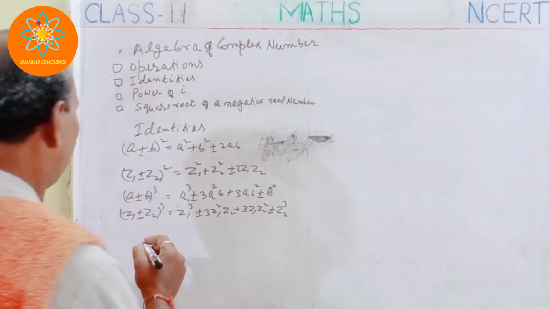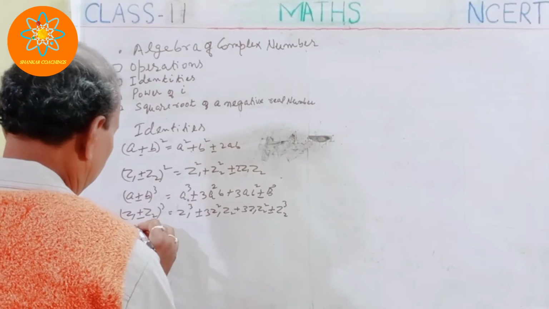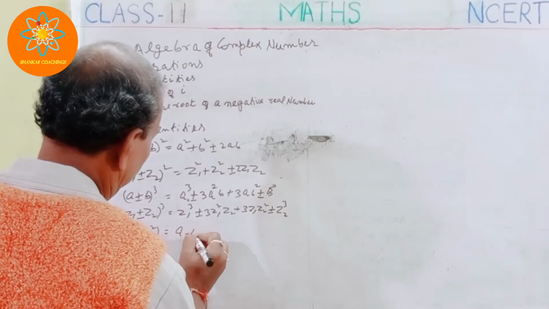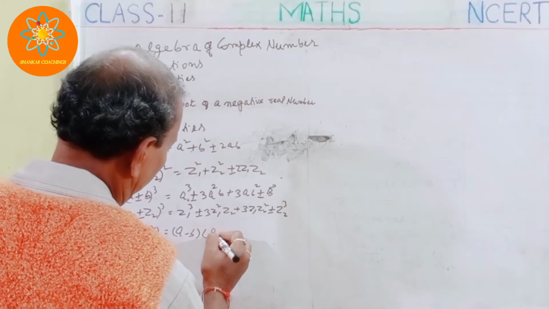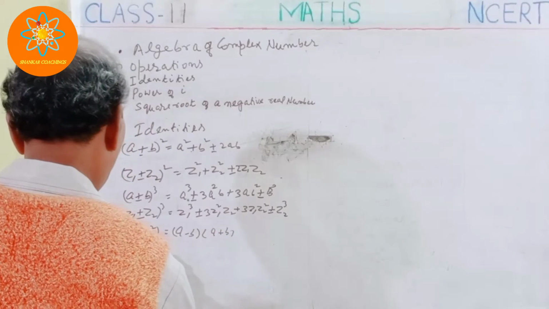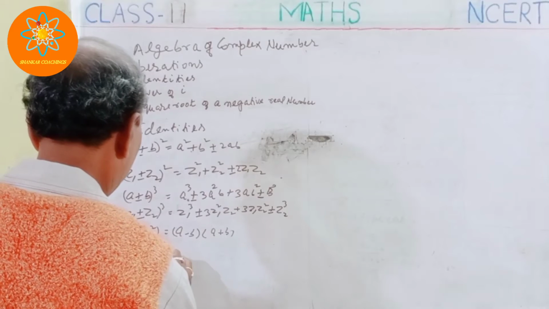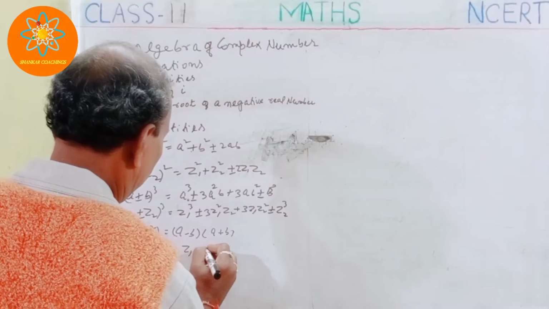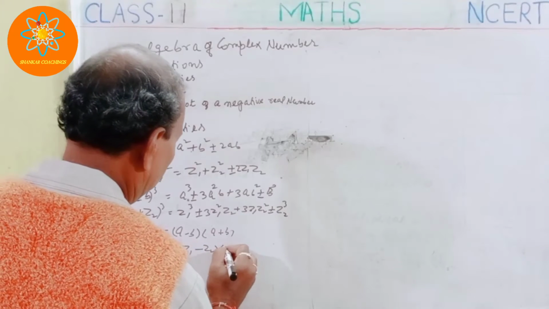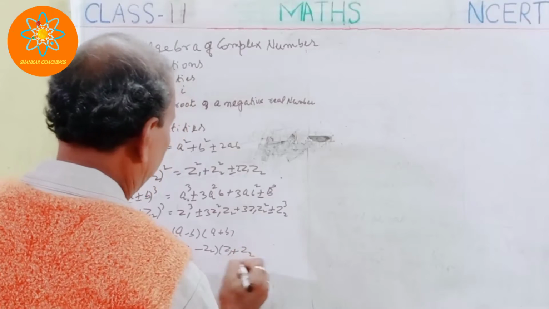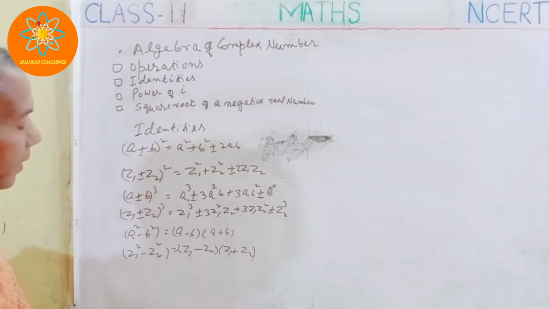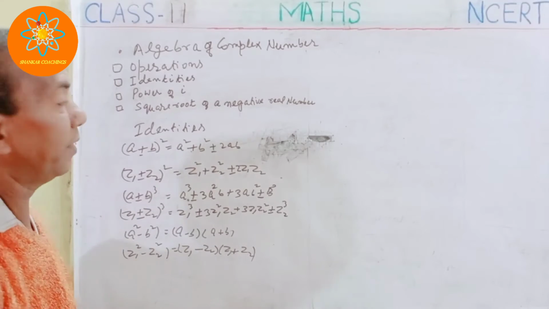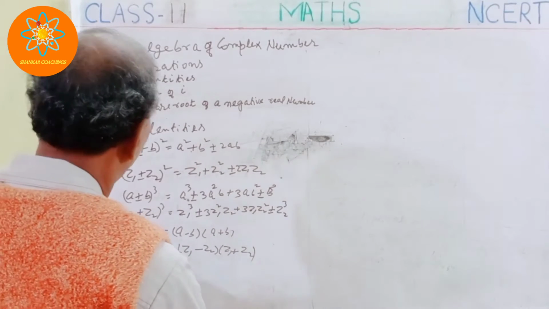So I'm taking one more identity, like a square minus b square, which is equal to a minus b into a plus b. That is z1 square minus z2 square, which is equal to z1 minus z2 into z1 plus z2. So these are the identities. I had taken the algebraic identities and then put z1 and z2.